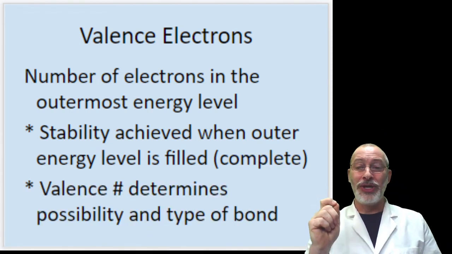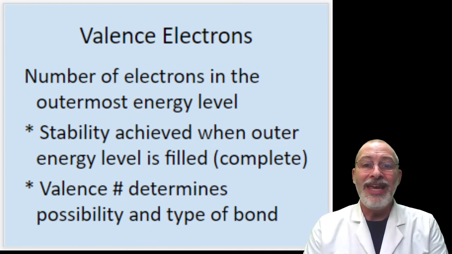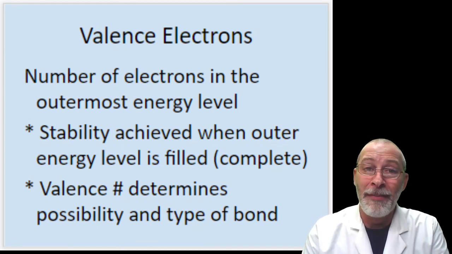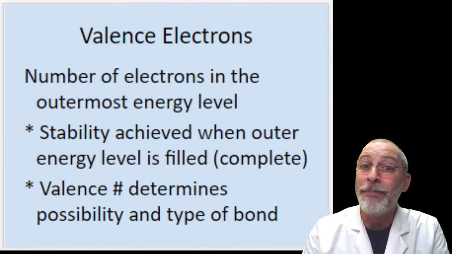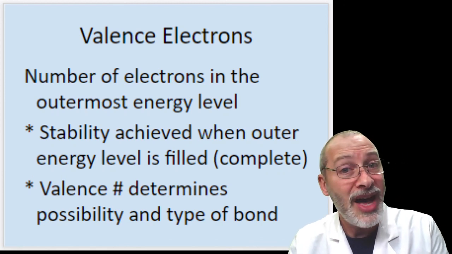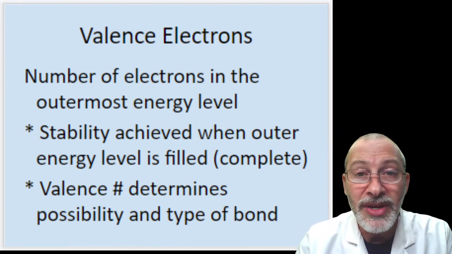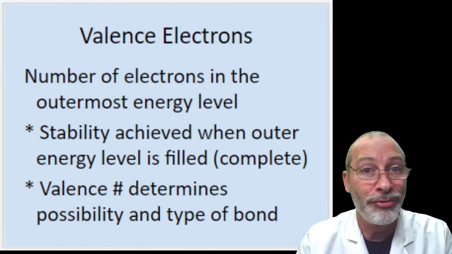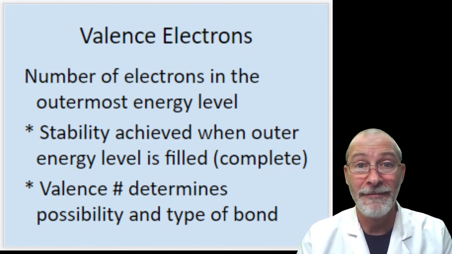All right, so here's the deal. As our concluding point for today, it is the valence number, as I've said before, that determines the possibility and the type of atomic bond. Keep these points in mind throughout the rest of this unit of study.